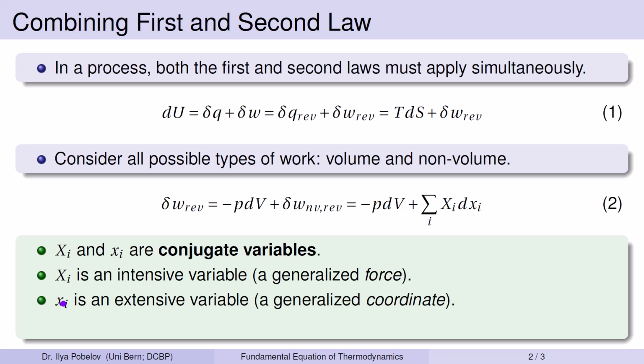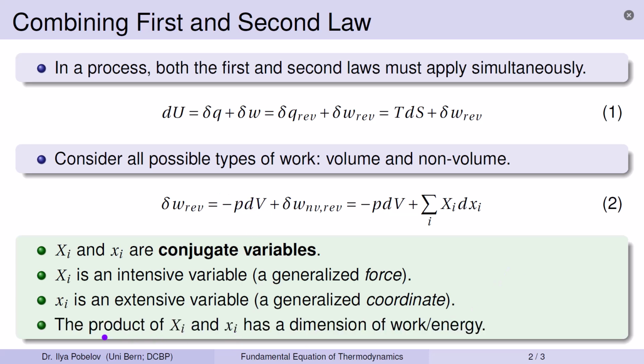The lowercase x in the differential represents an extensive property acting as a generalized coordinate. It describes a property of the system that is changing under the influence of the conjugated generalized force. The term generalized refers to a mechanical analogy, where work change equals force times the differential of displacement. For instance, pressure and volume is an example of a generalized force and a generalized coordinate describing work done due to the system expansion or compression. Importantly, the product of a generalized force and coordinate must always have the dimension of work or energy.